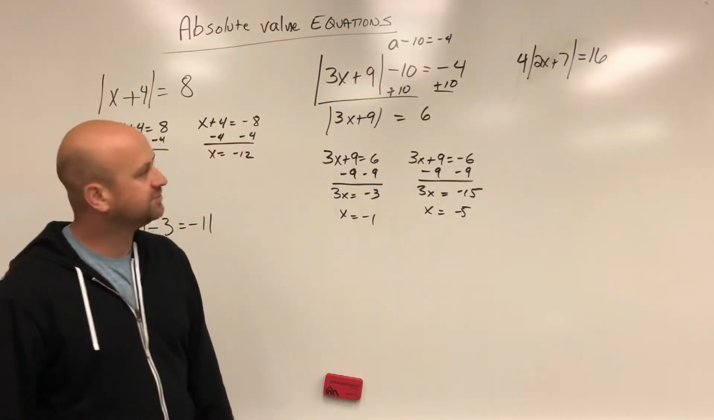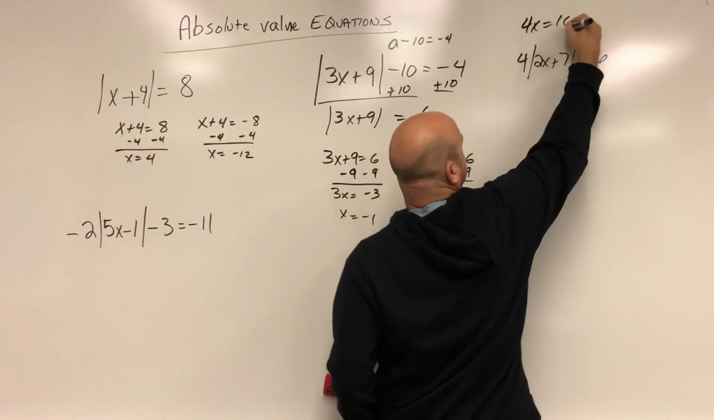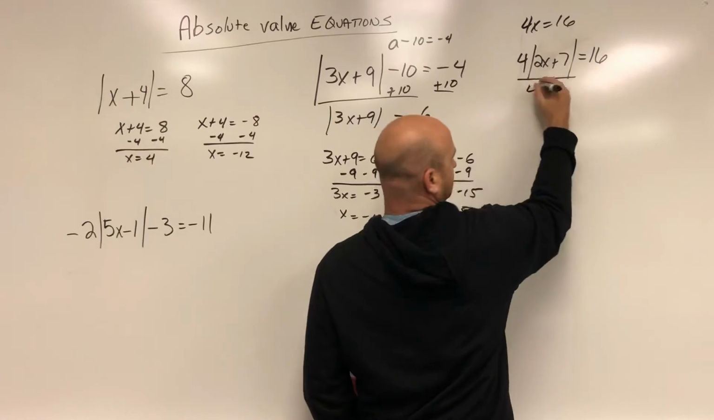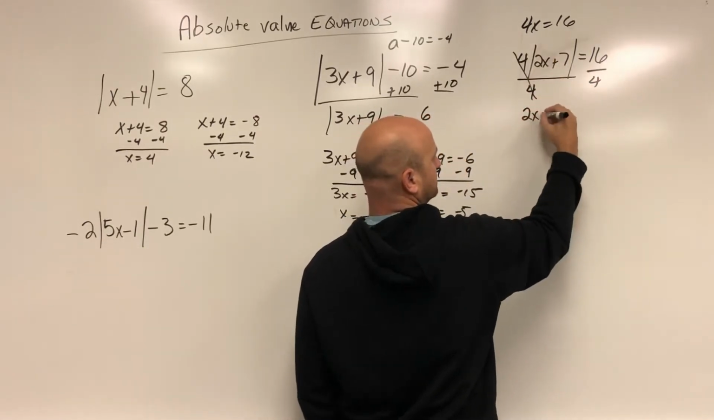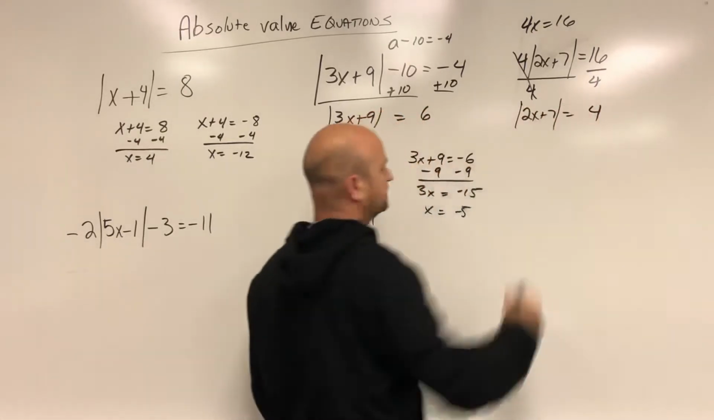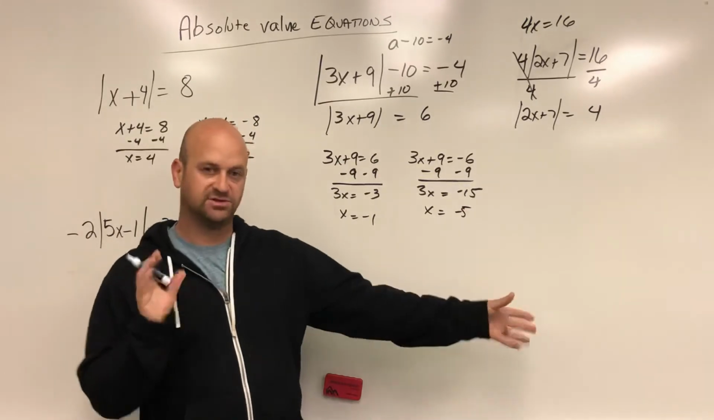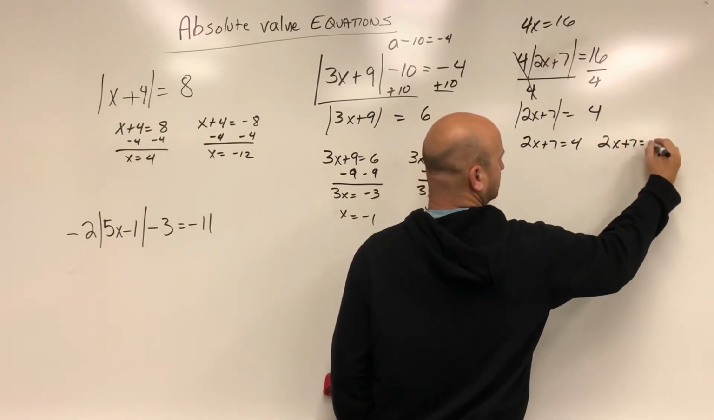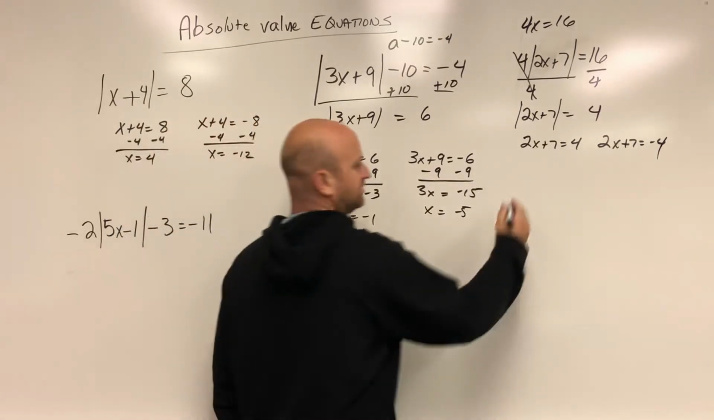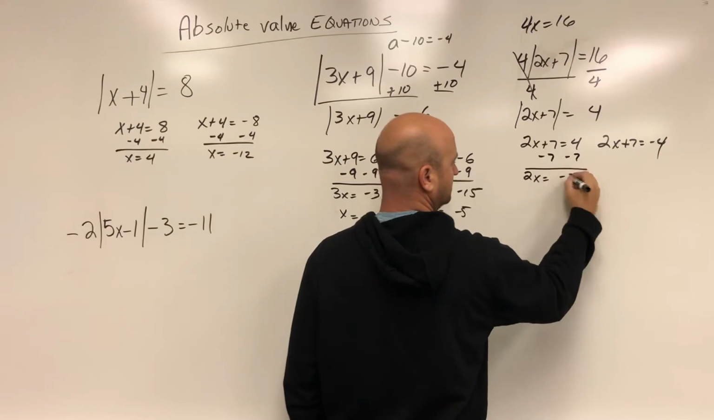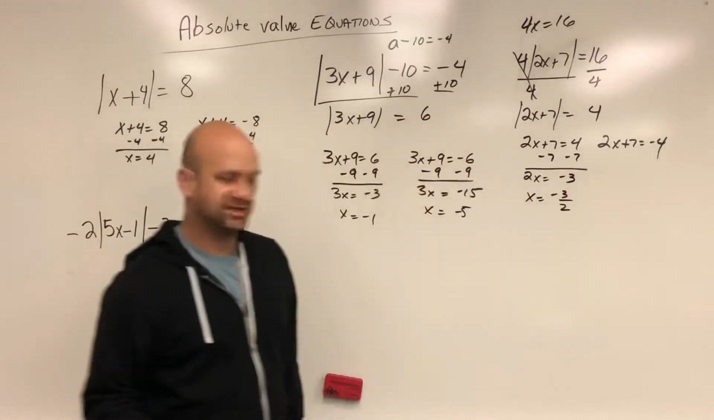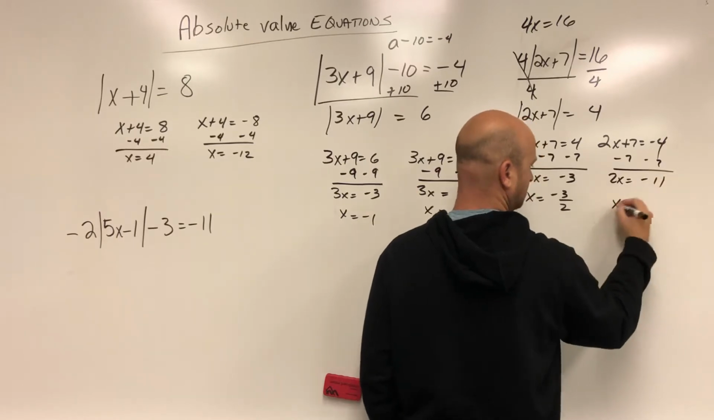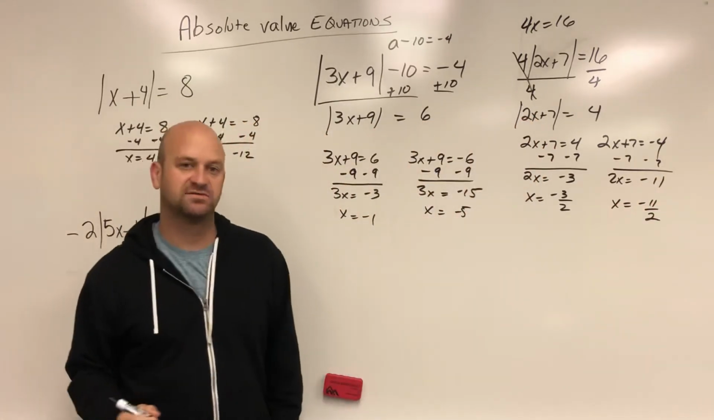All right, let's take a look at this next example. This example would be something like this. If the absolute value term were x, what do we do to get x by itself? We would divide both sides by 4, so that's what we're going to do first. When we do that, we end up with this. Now we can set our absolute value to a positive and negative side. So 2x plus 7 equals positive 4. Now we use our two-step equations to solve, and we get x equaling negative 3/2, and x equaling negative 11 over 2.